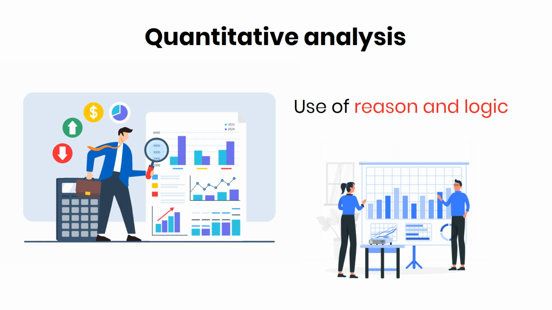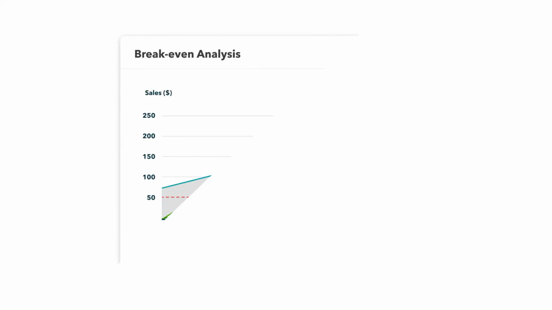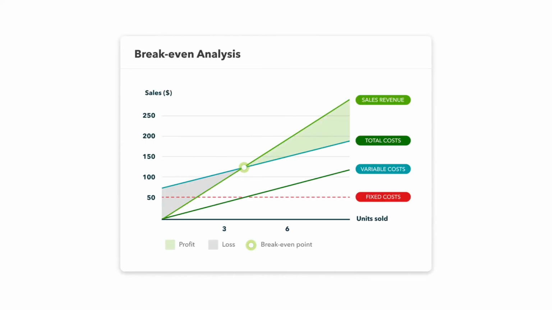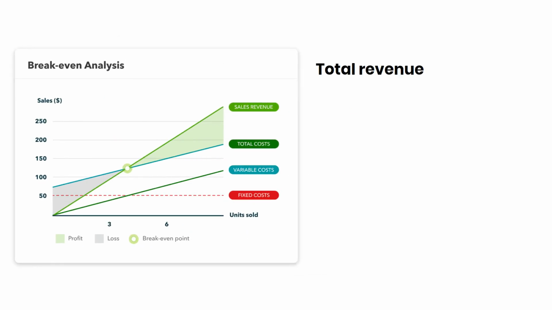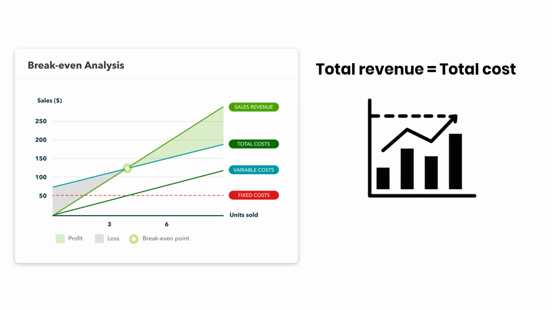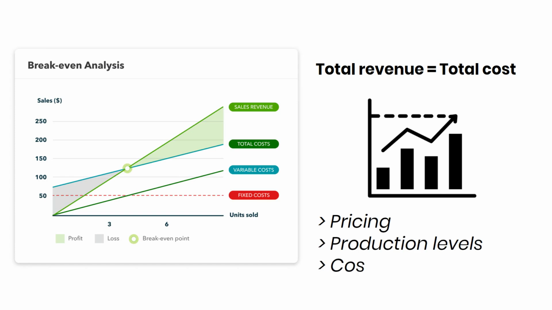One of the key concepts in quantitative analysis is the break-even point, which is the point at which total revenue equals total cost, resulting in zero profit. This concept is crucial for businesses as it helps them determine the minimum sales volume needed to cover their costs and start generating profit. By calculating the break-even point, businesses can make informed decisions about pricing, production levels, and cost management. Unit 2. Decision analysis.